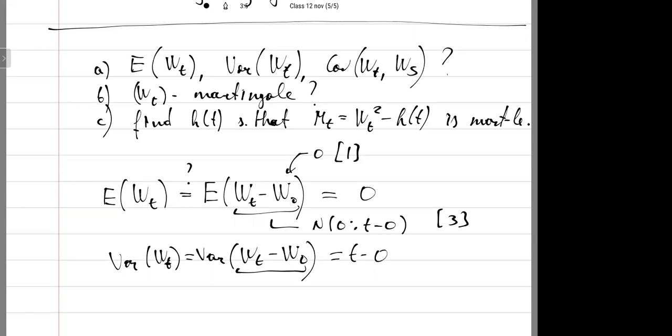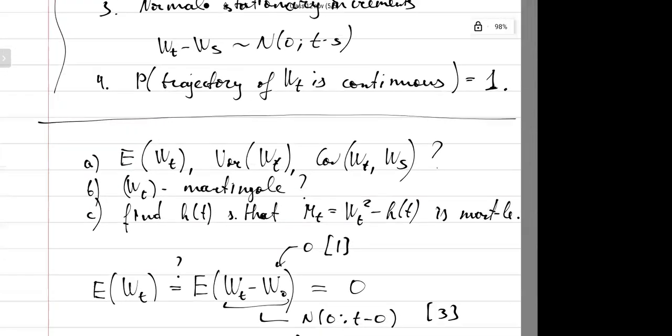Okay, we have calculated. Let's calculate covariance. I imagine that S is less than T. If it's greater than T, just change the lettering, so I don't care. Let's imagine S is less than T, but it's not important. You may say S greater than T, and the answer will be inversed.